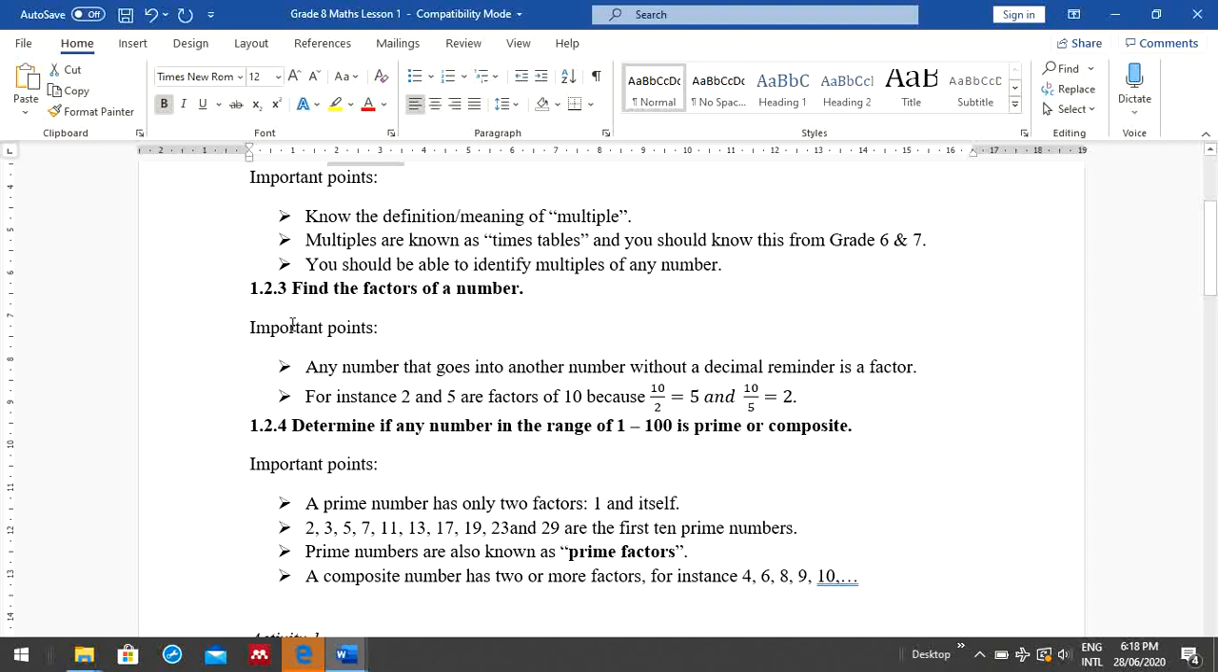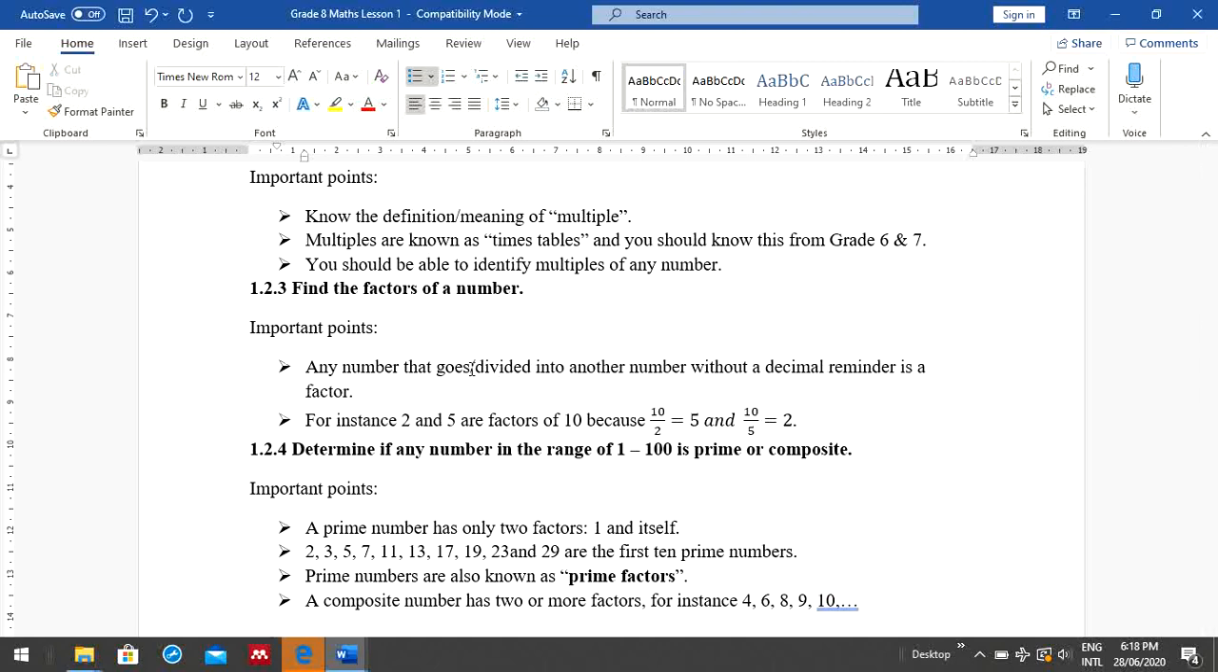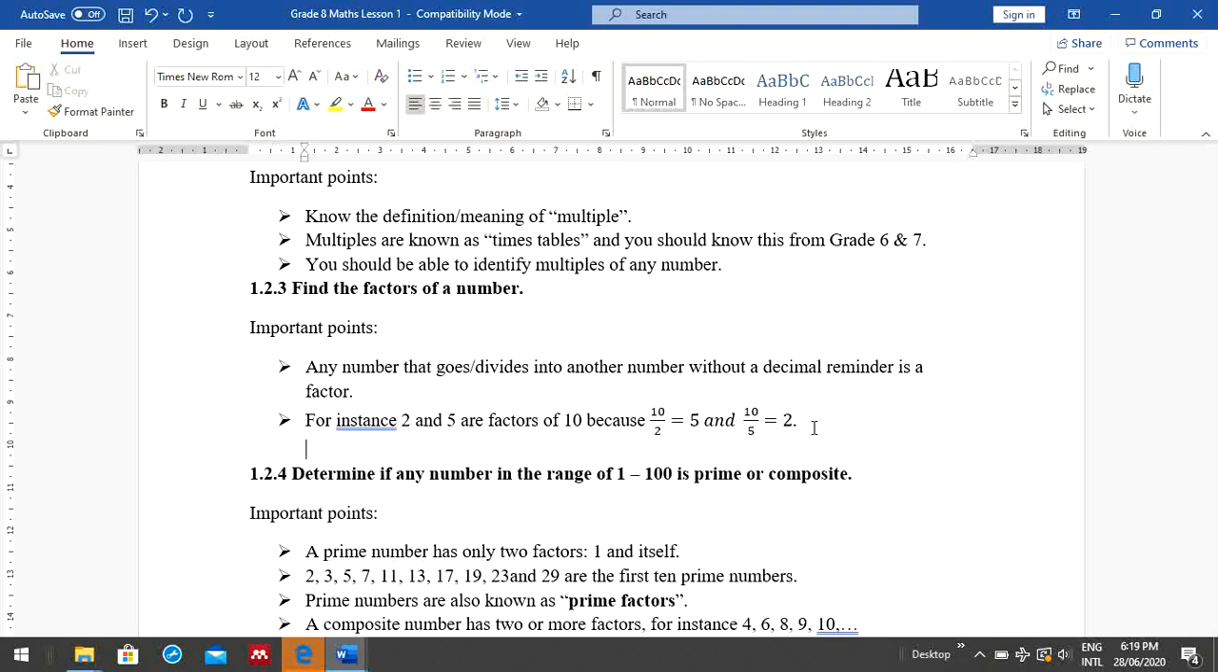Alright, now let's see. When it comes to finding the factors of a number, this is what you need to remember. What is a factor? Any number that goes into, or divides into, another number without a decimal remainder is considered a factor. For instance, 2 and 5 are factors of 10 because 2 goes into 10 5 times and 5 goes into 10 2 times.